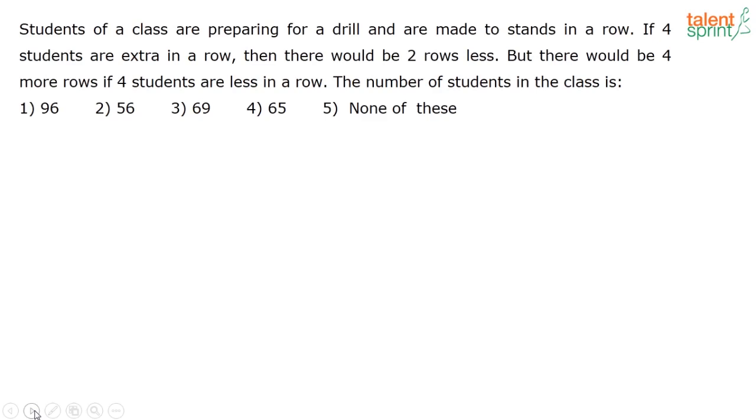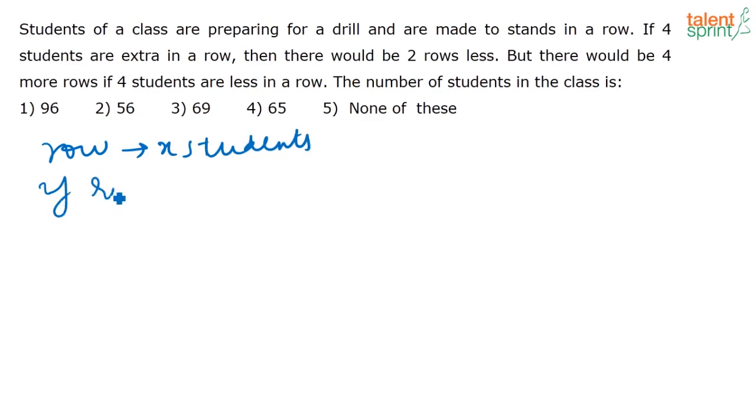To solve this question, consider that in the beginning, there is a row, right? In each row, I am considering there are x students, and there are y such rows. Now take this as the base and then solve. Then it will be easier for you to solve. So in each row there are x students and totally there are y rows. So how many students are there in total? Total number of students is nothing but x into y.